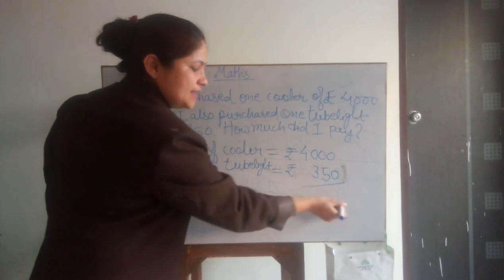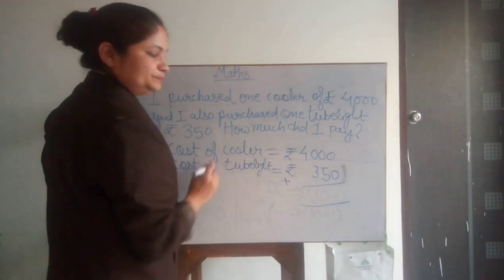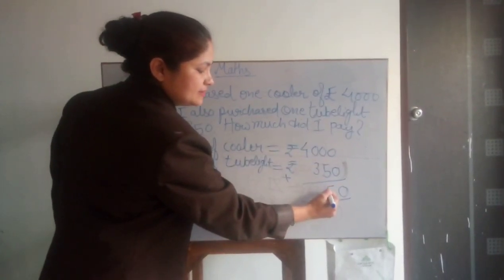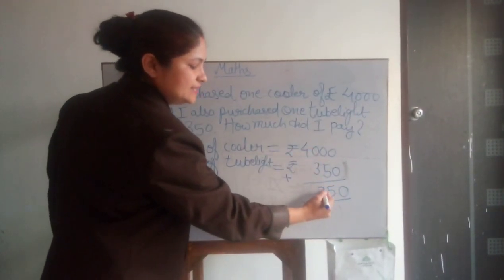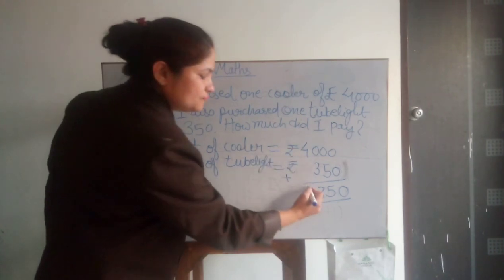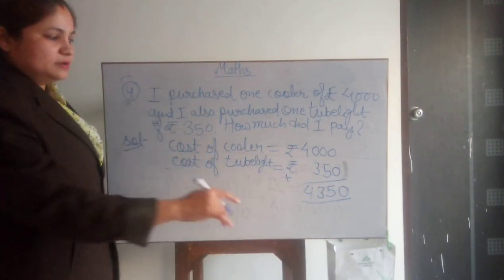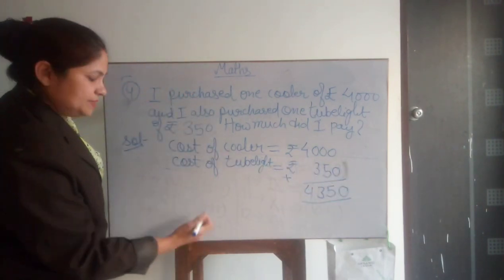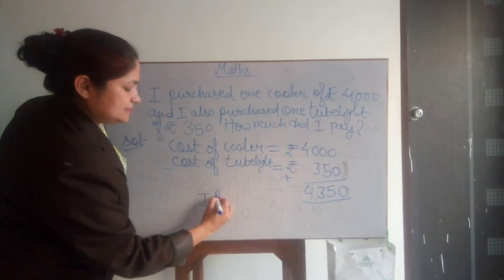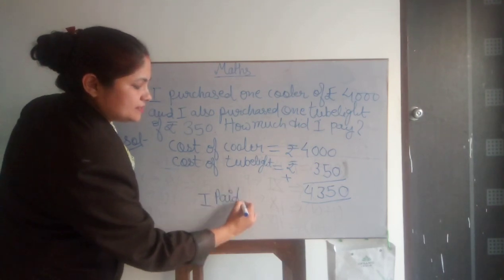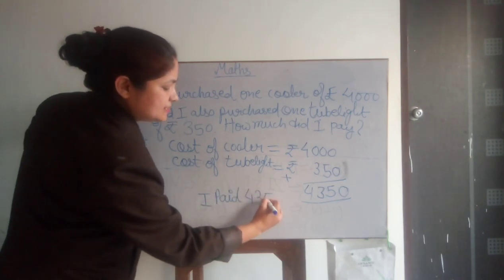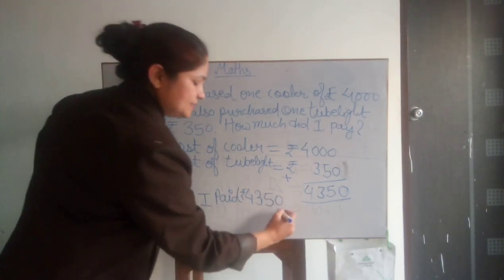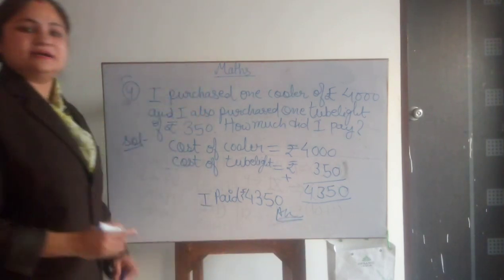Now add up these two. 0 plus 0, 0. 0 plus 5, 5. Then 0 plus 3, 3. And then 4, so 4. So how much did I pay? 4,350. So the last line will be: I paid 4,350 rupees. This is my answer.